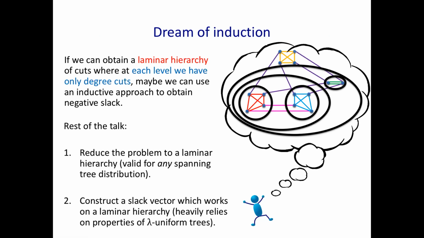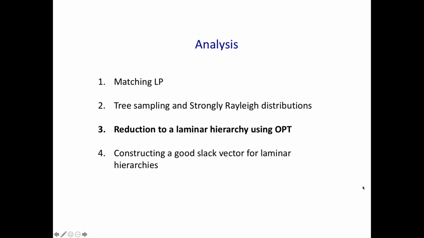And given this hierarchy, in the second part of the talk, we will exploit properties of SR distributions and lambda uniform spanning trees to construct a Slack vector that works on any laminar family of cuts. Okay, so now I'll tell you the gist of this reduction.